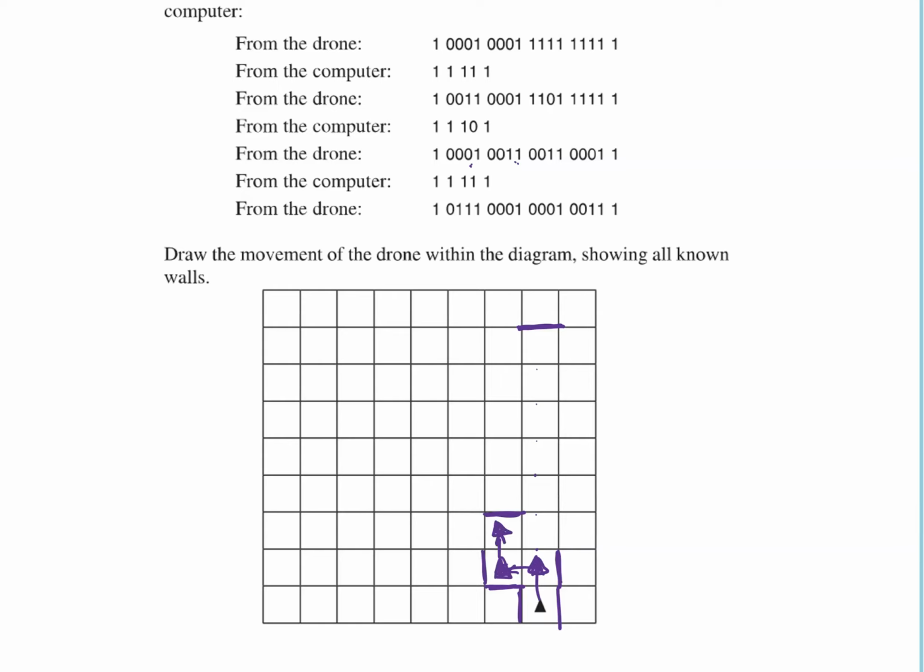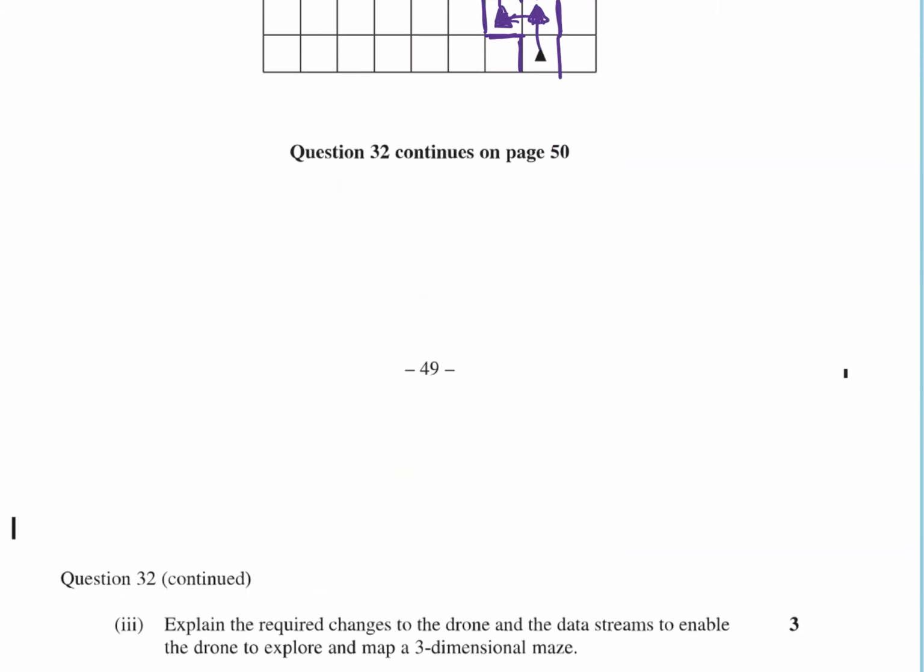And then we read from the drone again, which says I can see a wall 7 meters to my left. So 1, 3, 5, 7. And then 1 meter to our right, so that's there. And then 1 meter in front of us, we knew about that one. And then 3 meters behind us, we knew about that one. And that's it. Draw the movement of the drone showing all known walls. We did our thing. So that's the end of the unit.